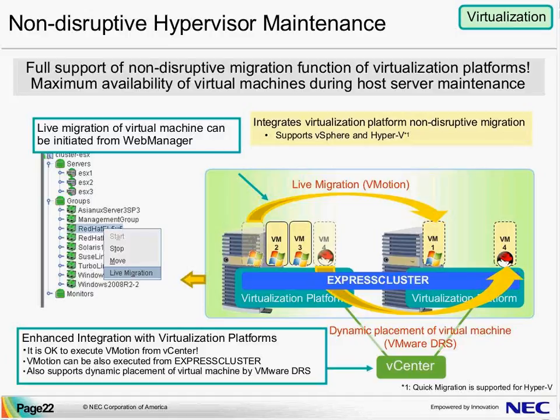So if you live migrate in vCenter to a different server, ExpressCluster will detect that change and adjust its internal tracking appropriately. So again, this makes it more flexible and easier to manage ExpressCluster high availability within a VMware environment.